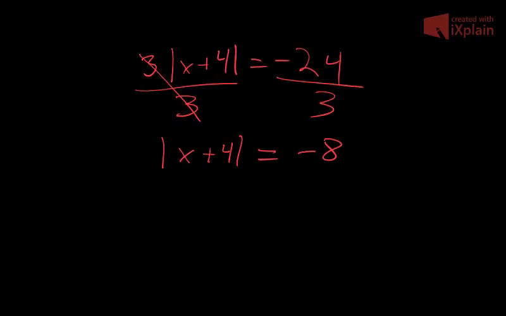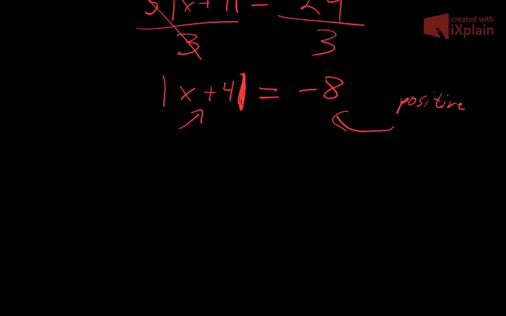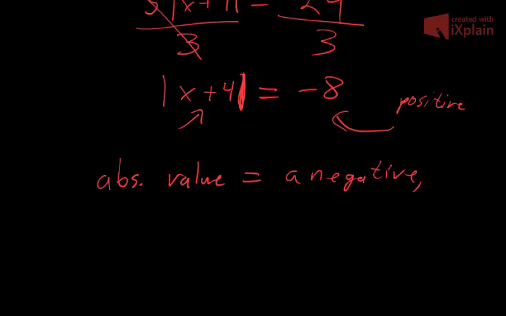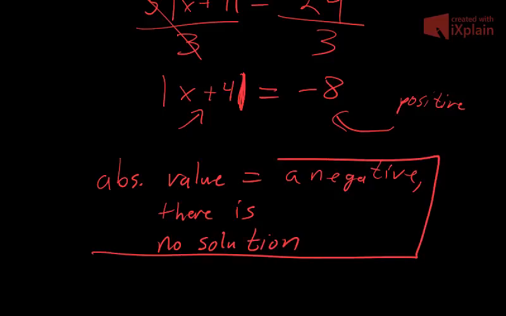Now, so far in all of our problems, this side right here has been positive. But now it's negative. So again, what absolute value means is we're going to take whatever is in here and make it positive. So if I take x plus 4, I make it positive, and then I end up with a negative 8, that doesn't quite make sense. So if you get something like that, if your absolute value equals a negative, we can say there is no solution. And our answer on any problems that have this is that there is no solution.